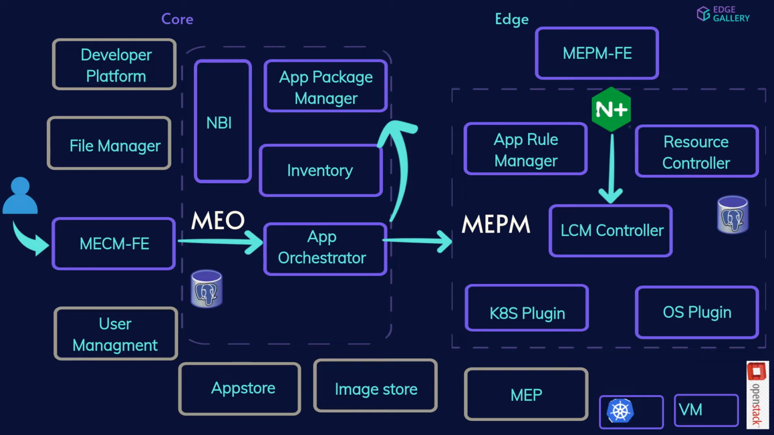LCM Controller registers the application with Multi-Access Edge Platform, MEP, along with access key and secure key, AK and SK. LCM Controller chooses the appropriate underlying plugin based on Vim type. K8s plugin uses Helm client to deploy the application on the K8s Edge host. If the Vim type is OpenStack, OS plugin deploys the application on the VM created by OpenStack.